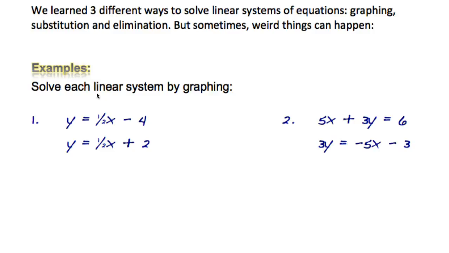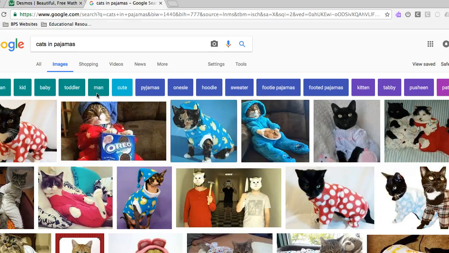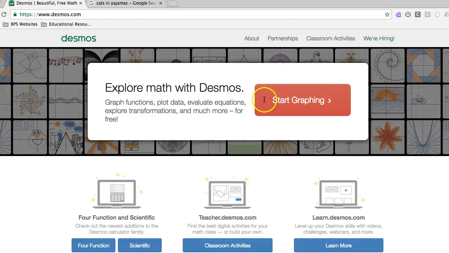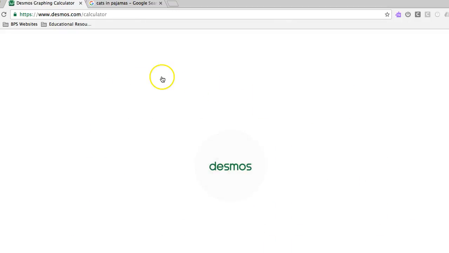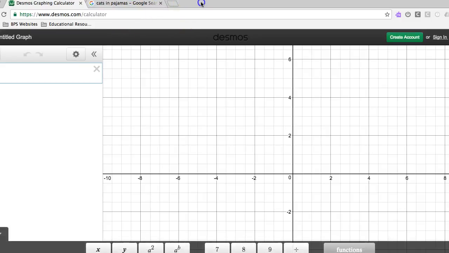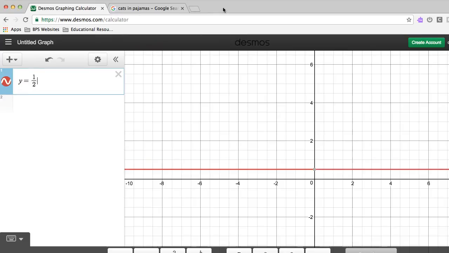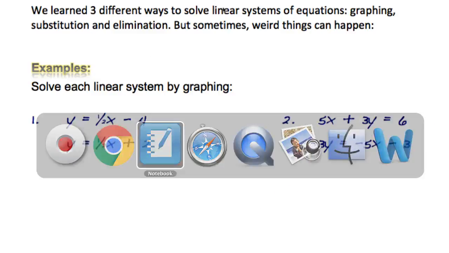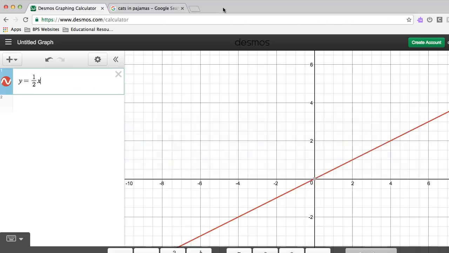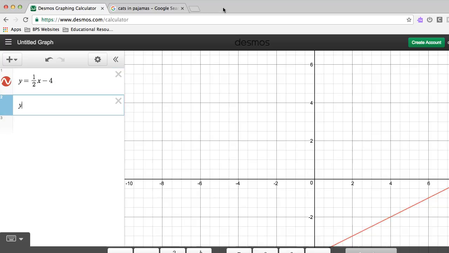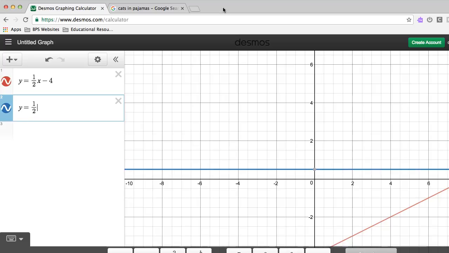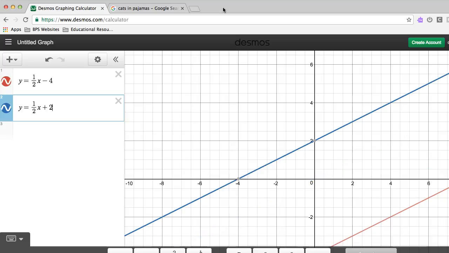So let me graph that. Alright, start graphing. So the first one said y equals 1/2 x minus 4. And the next one was y equals 1/2 x plus 2. Alright, so now we're supposed to find out where do these lines intersect.